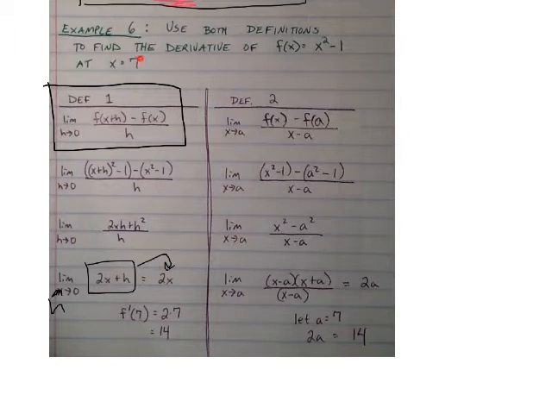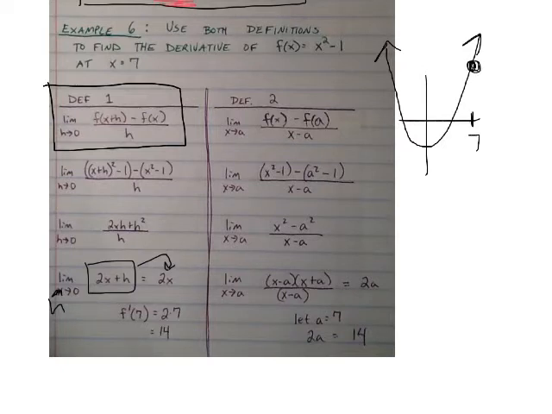And we are interested in the limit as x goes to 7, or at x equals 7, so we plug 7 in, and we find that the derivative is 14. So the derivative of the function at 7 is 14, meaning on the curve x squared minus 1, which looks kind of like that, all the way out here at a value of 7, the instantaneous rate of change of the curve is 14, so the slope of that line.